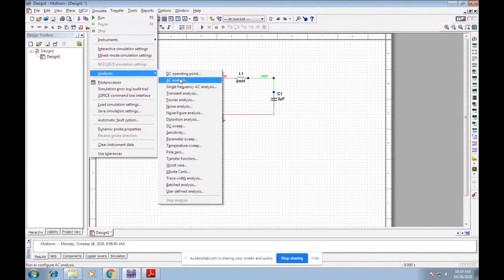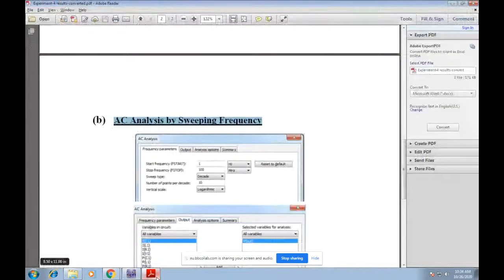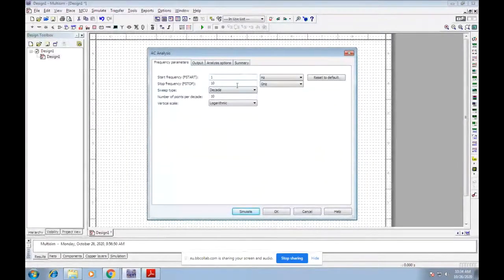Select the analysis option. Inside this, select AC analysis. Previously we selected single frequency. We finished it. Now we have to select AC analysis. As I said, for AC analysis there will be a start frequency and a stop frequency. You have to adjust these parameters as per the lab manual. In the lab manual, as you can see, the start frequency is 1 hertz and the stop frequency is 100 megahertz. So let us select this.